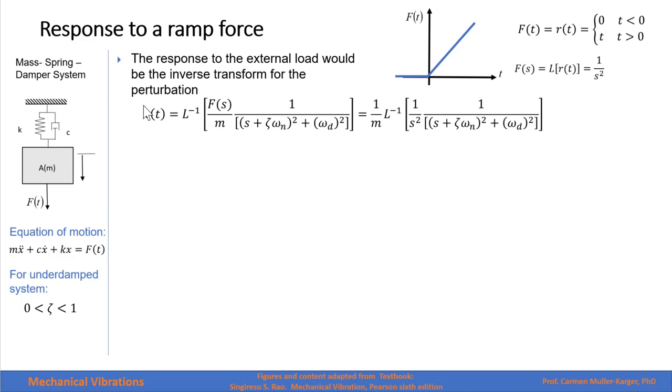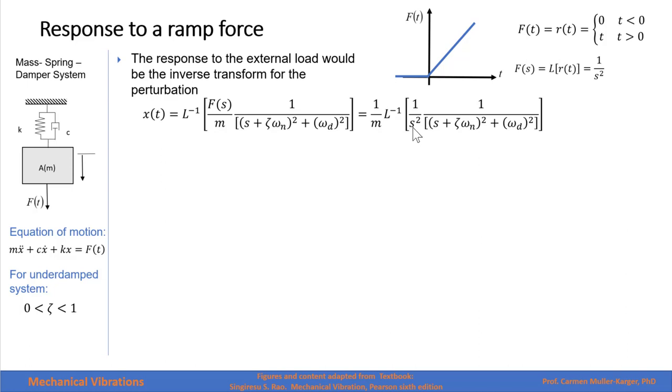To find the response for a ramp force is very similar to the procedure we applied to find the response for a unit impulse and for a step force. We first find the transform of our function. In this case it is 1 over s squared. We plug it into our perturbation function that we found in the previous slides, and we have to apply the inverse transform to find x in the time domain.